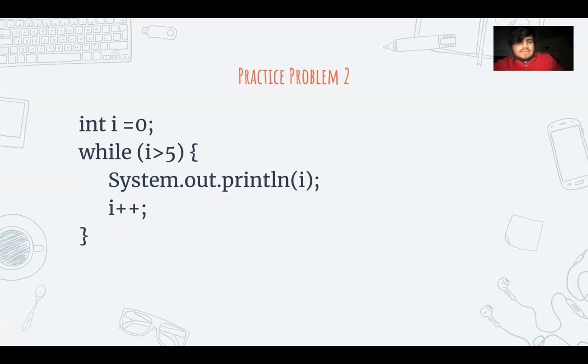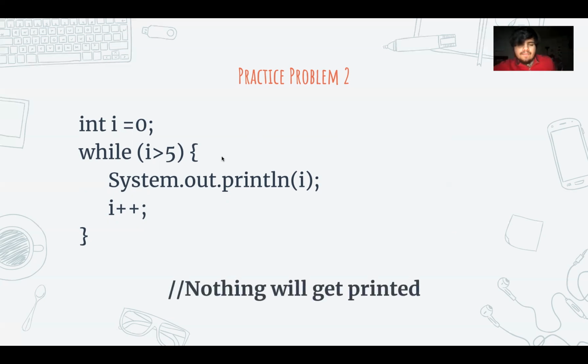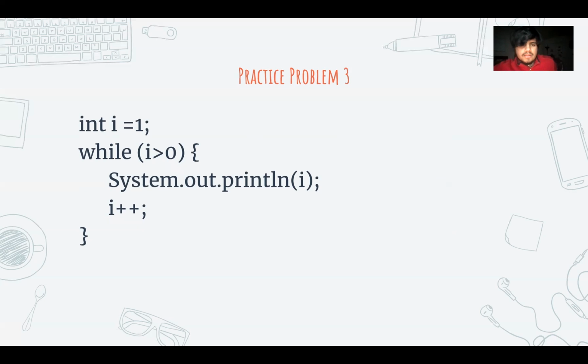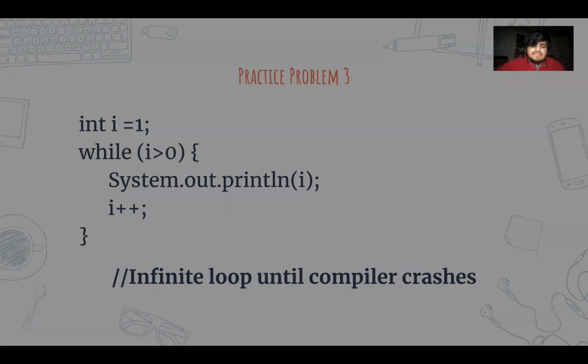All right, so in this case, we have integer i equals 0, and it says while i is greater than 5. Well, is 0 in fact greater than 5? No, it's not, so nothing will get printed. Let's do integer i is equal to 1, right? And while i is greater than 0, System.out.print i. So it's going to print out 1, 2, 3, 4, 5, and then it's going to keep on infinitely looping, infinitely iterating until it just crashes.